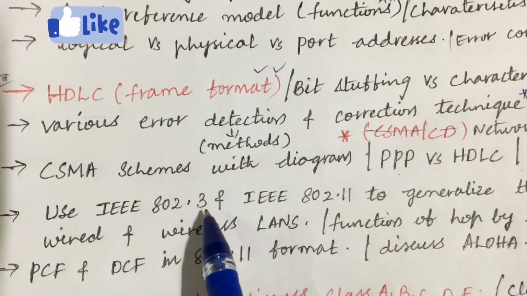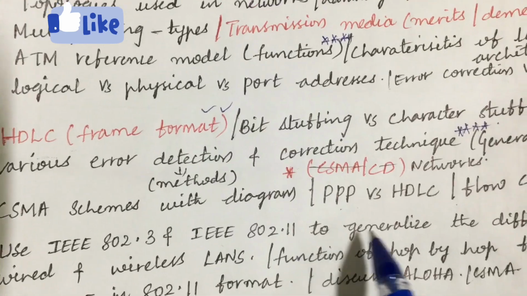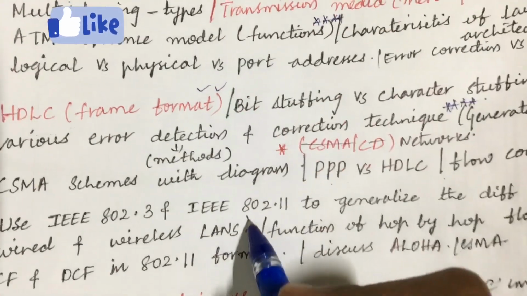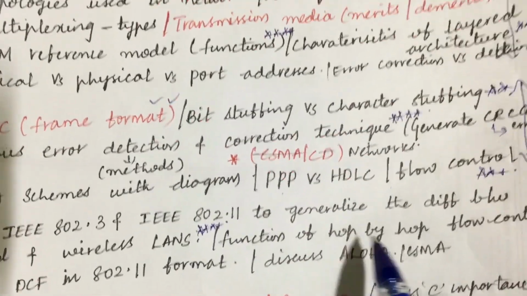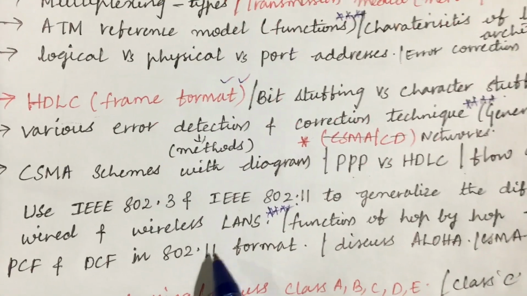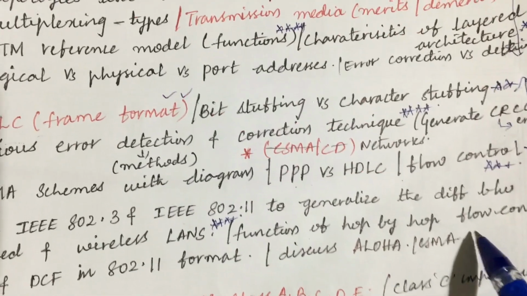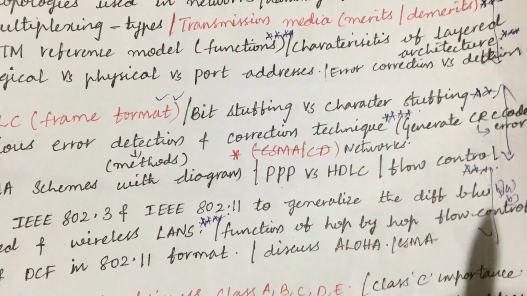Use IEEE 802.3 and IEEE 802.11 to generalize the difference between wired and wireless LANs. This is one of the gunshot questions which you can expect this time, along with the functions of hop by hop flow control as well as PCF and DCF in 802.11 format, and discuss ALOHA as well as CSMA. From this part you are going to get the fourth question, 4A as well as 4B.